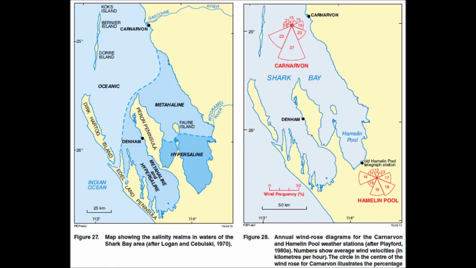The remaining 60% is a result of meteorological forces, which is the wind. The water level in Hamlin Pool is controlled 20% by astronomical forces, 20% by seasonal effects, and 60% by meteorological forces like the wind and local pressure systems.